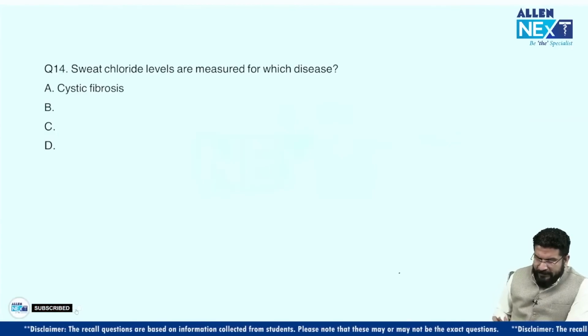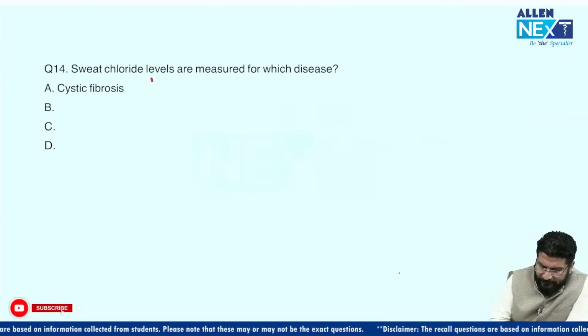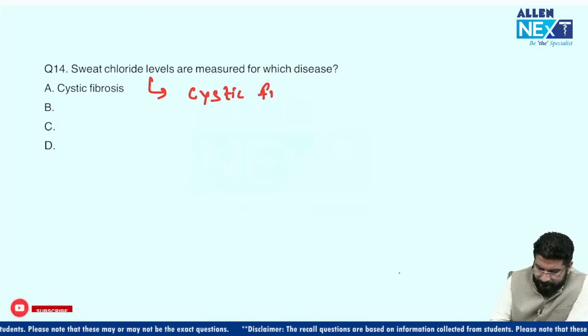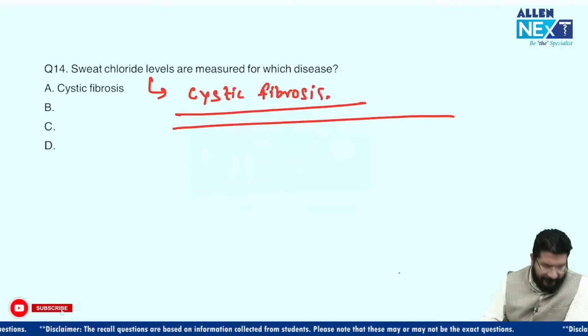Okay, next question, sweat chloride test. Where do we do the sweat chloride test? Remember, this is an easy one. Sweat chloride test we do to make a diagnosis of cystic fibrosis. So this is the easy one, a direct question to make a diagnosis of cystic fibrosis.